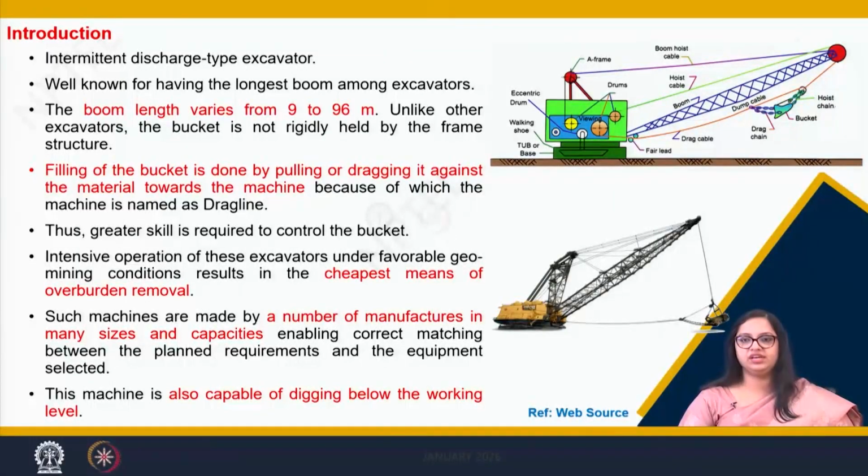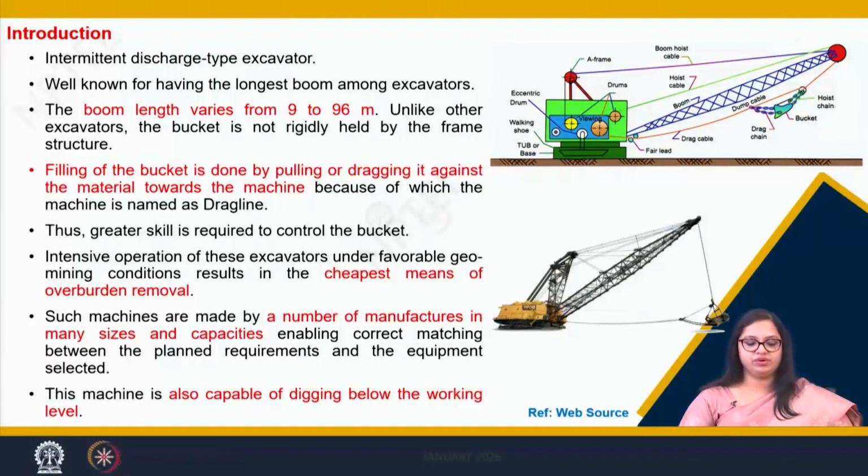However, if you can see, unlike other machineries, the bucket has to be controlled by two ropes only. One we call the drag rope and one is the hoist rope. So, that is why the skill of the operator is very much necessary. A highly skilled operator is required to control the dragline. Now, since this removes the use of any auxiliary machine or any active transport machinery, this is one of the cheapest means of overburden removal.